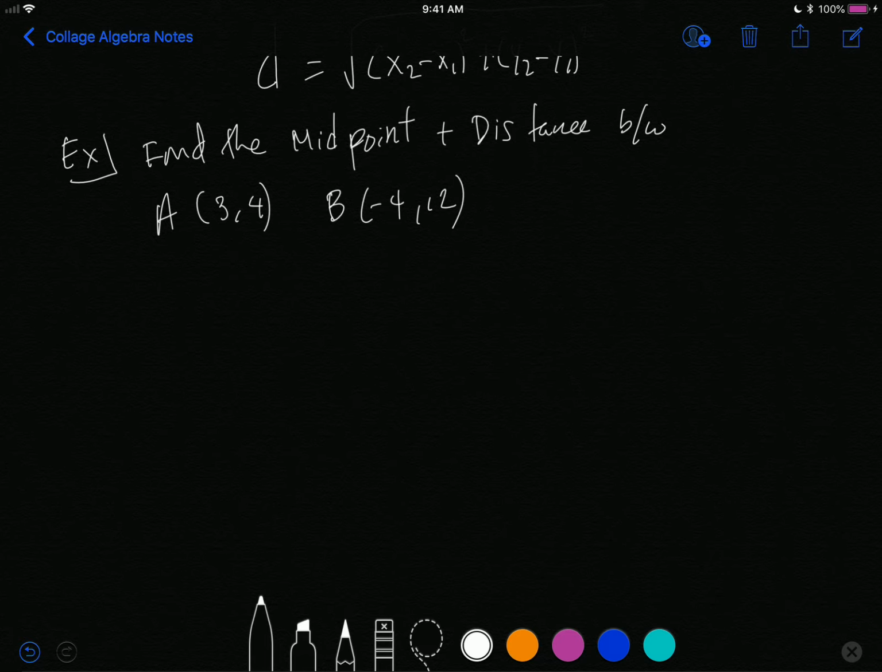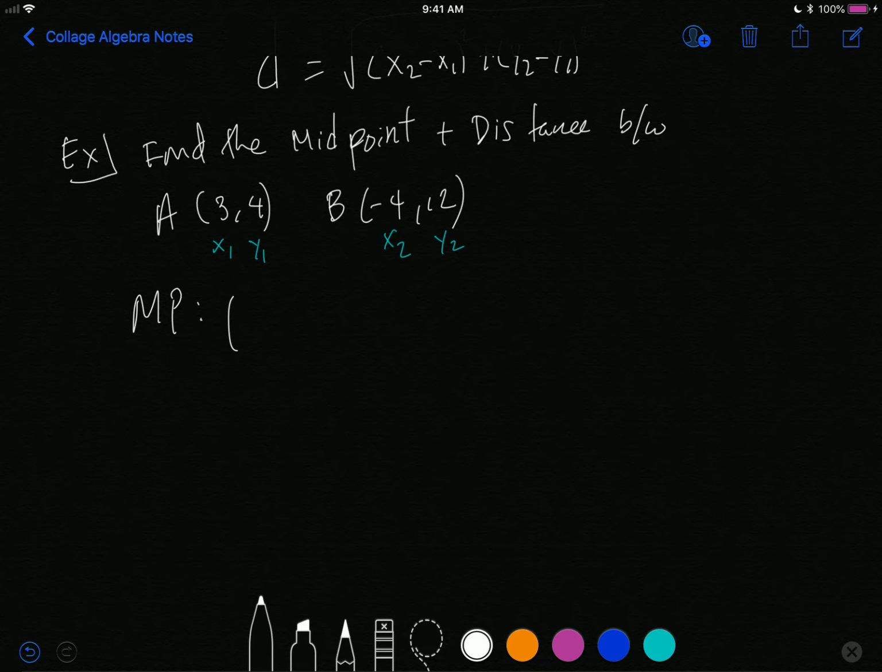And so, midpoint MP, first I need to identify what I am working with. This is x1, this is x2, this is y1, this is y2. If you actually label those points in reverse, you will get the same answer, because the midpoint between A and B and the midpoint between B and A are the same thing.